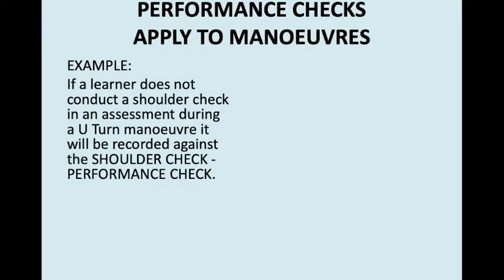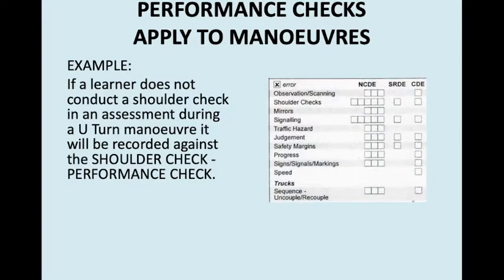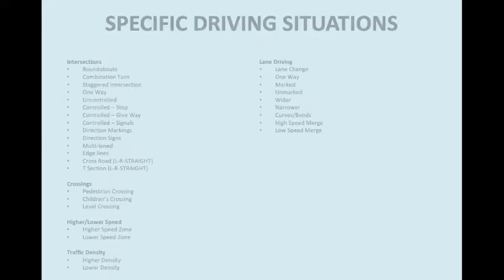Performance checks apply to all the manoeuvres. What does that mean? For example, if a learner does not conduct a shoulder check in an assessment during a U-turn manoeuvre, it will be recorded against the shoulder check performance check. So let's take a look at where the examiner would mark that. So first of all, we've got the section where that's relevant, and if you just identify shoulder check section from the top, and I'll just circle that, that would be marked down as a non-critical driving error. And you can see there's a number of boxes there that can be crossed.